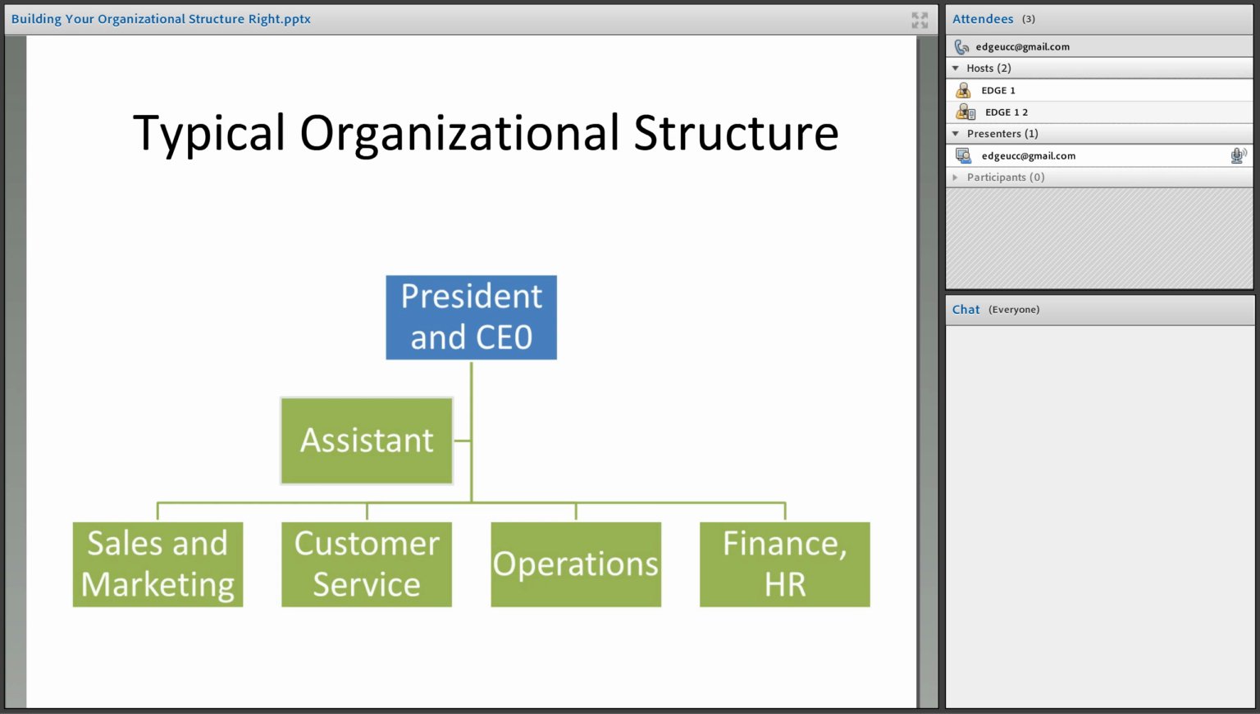So I'd like to just share with you quickly a typical organization structure. This is a typical organization structure, very, very basic. So generally companies will have a head, and whether you're for profit or not for profit, there's always a president and CEO usually. And often there will be an assistant. And the typical functions are sales and marketing, customer service, operations, finance, and HR. So these are the typical functions that an organization will have.